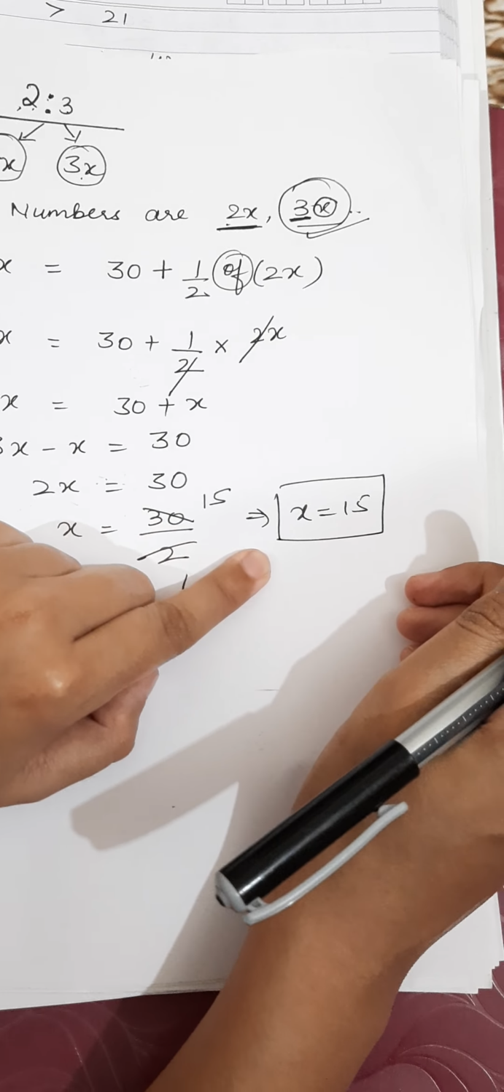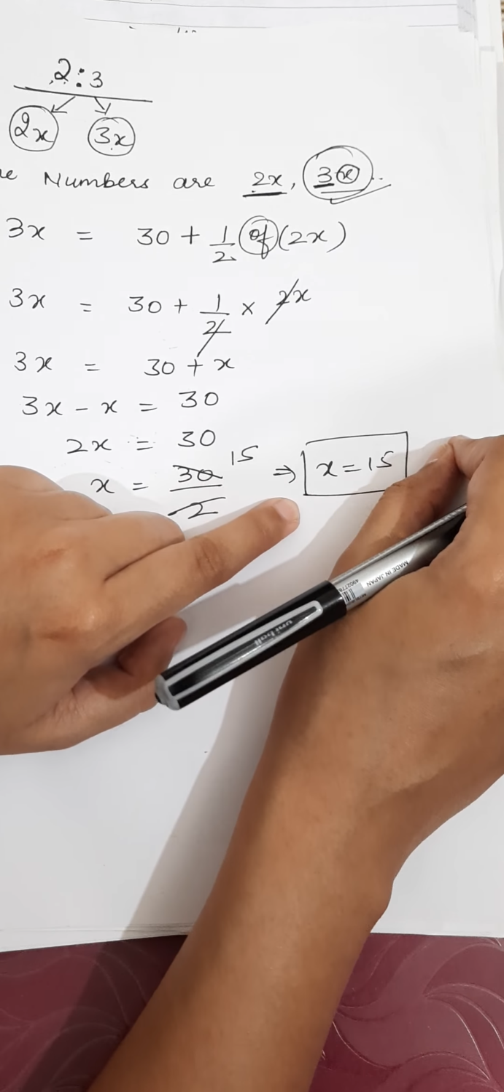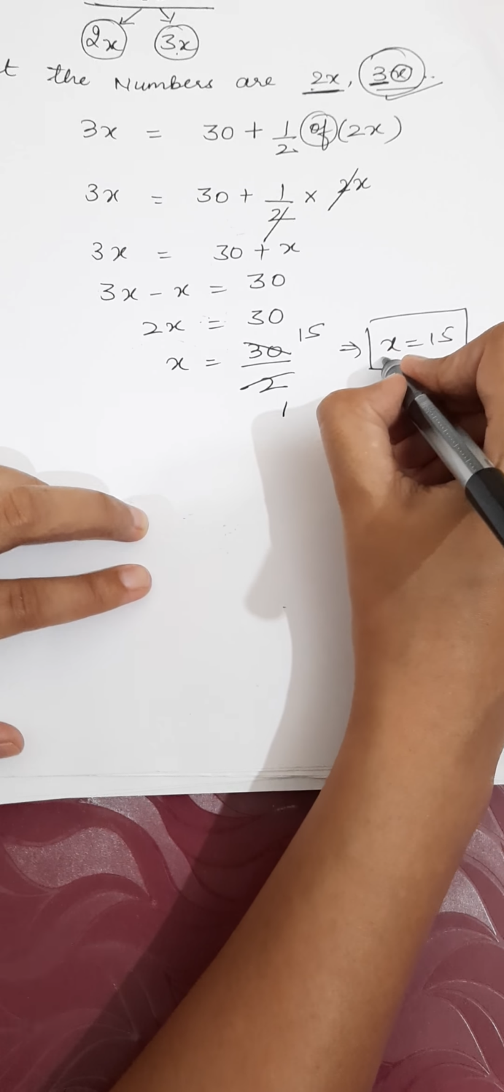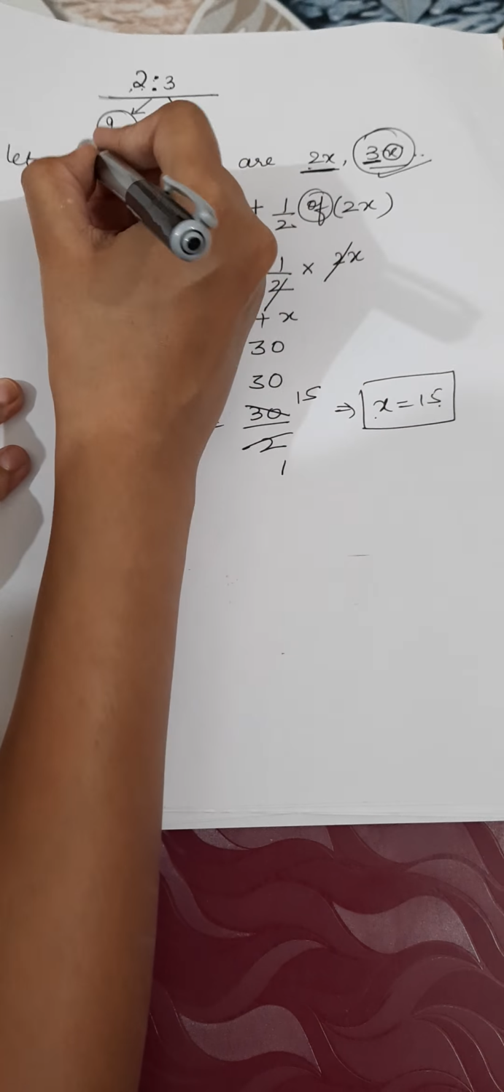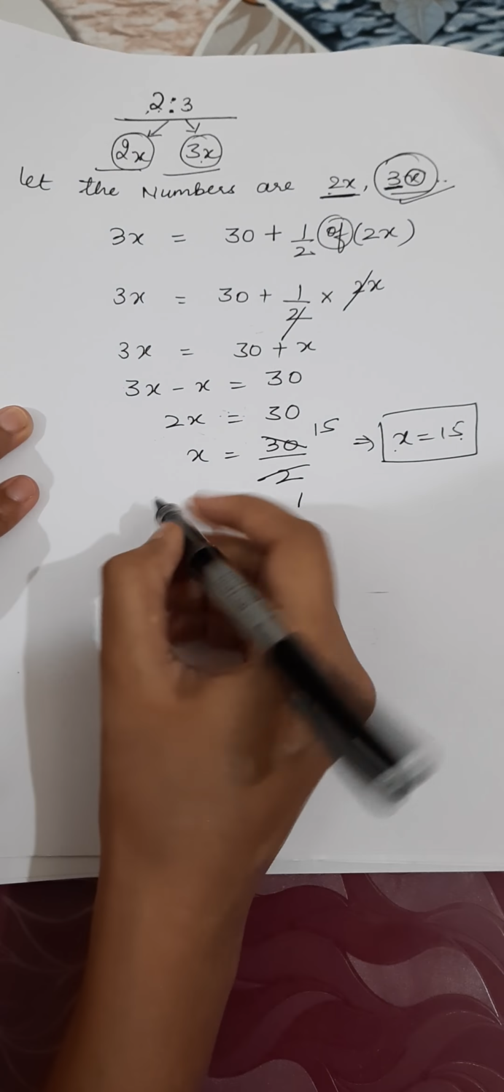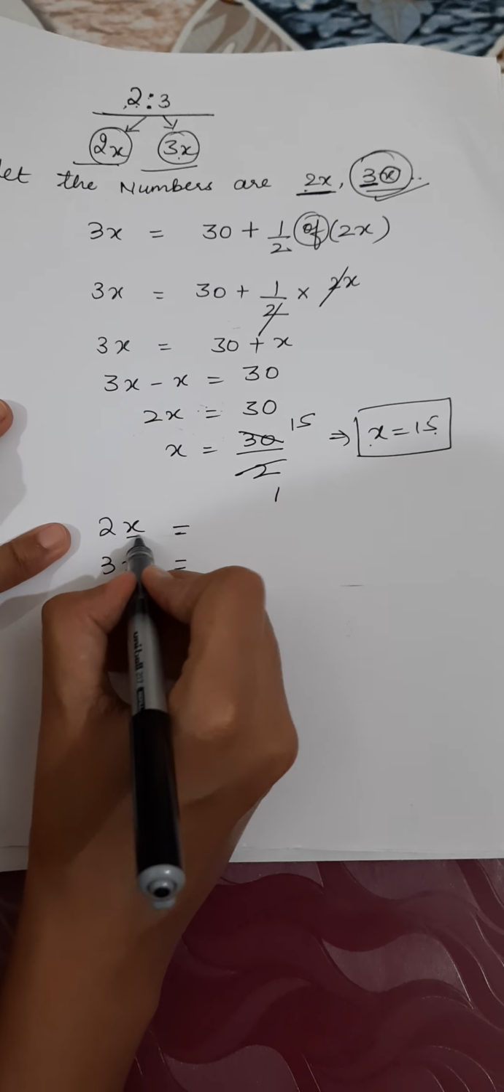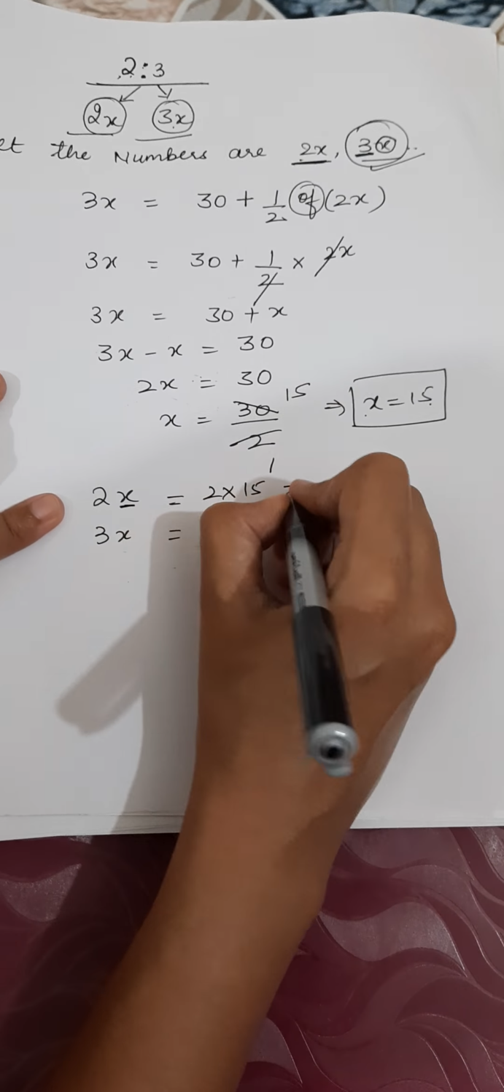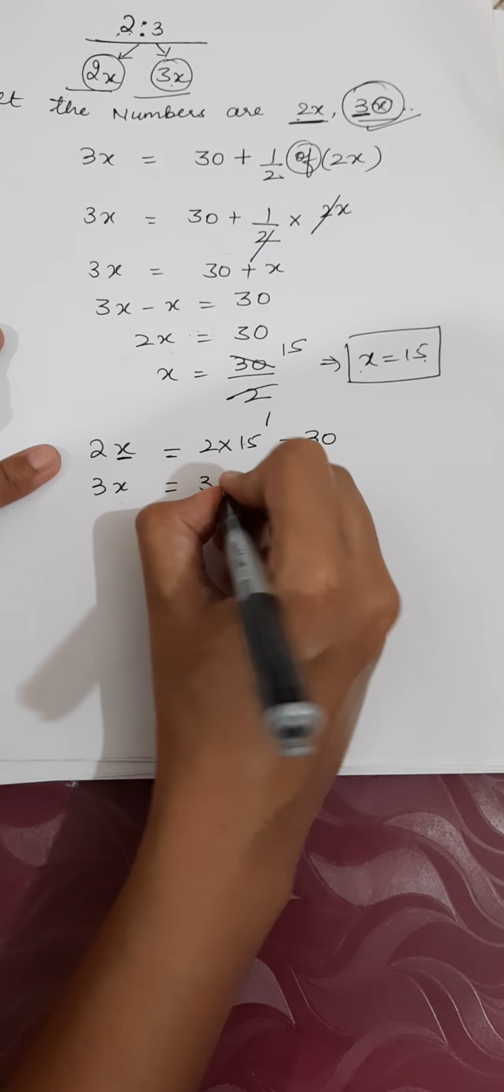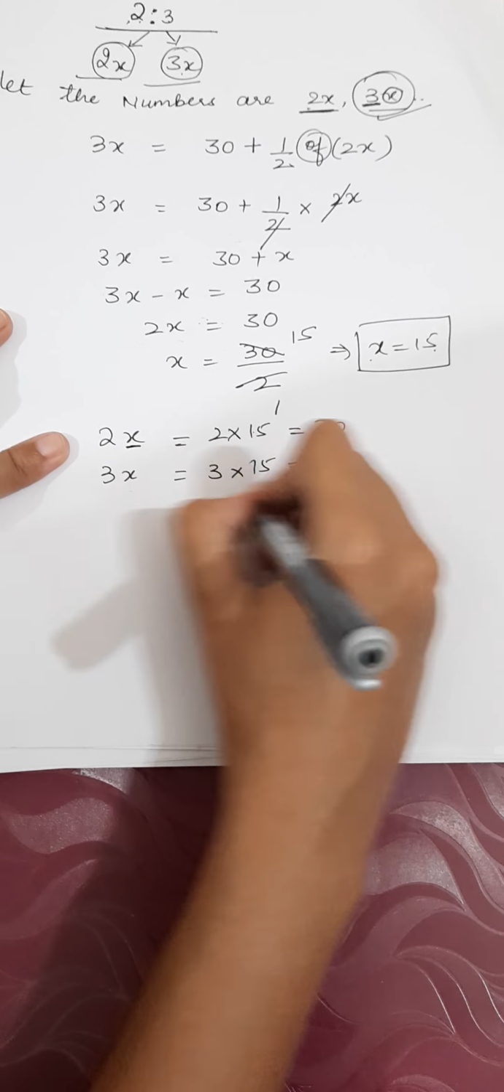Now this is not the complete answer, I would say. The x value we have taken out is 15. Now we have to find the original numbers. Original numbers are 2x and 3x. That means I am going to place the value of x here. 2 into 15, 15 2s are 30. 3 into 15, 15 3s are 45.